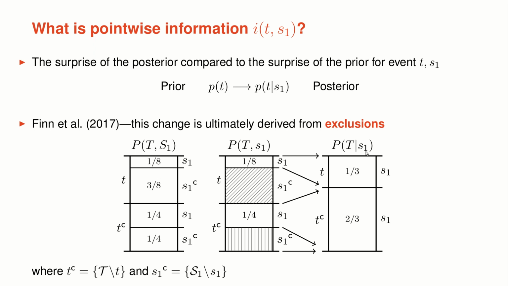To look at the pointwise information here, we're going to compare the probability mass associated with T from our prior with the renormalized posterior probability of T given S1, and that will give us our pointwise information.